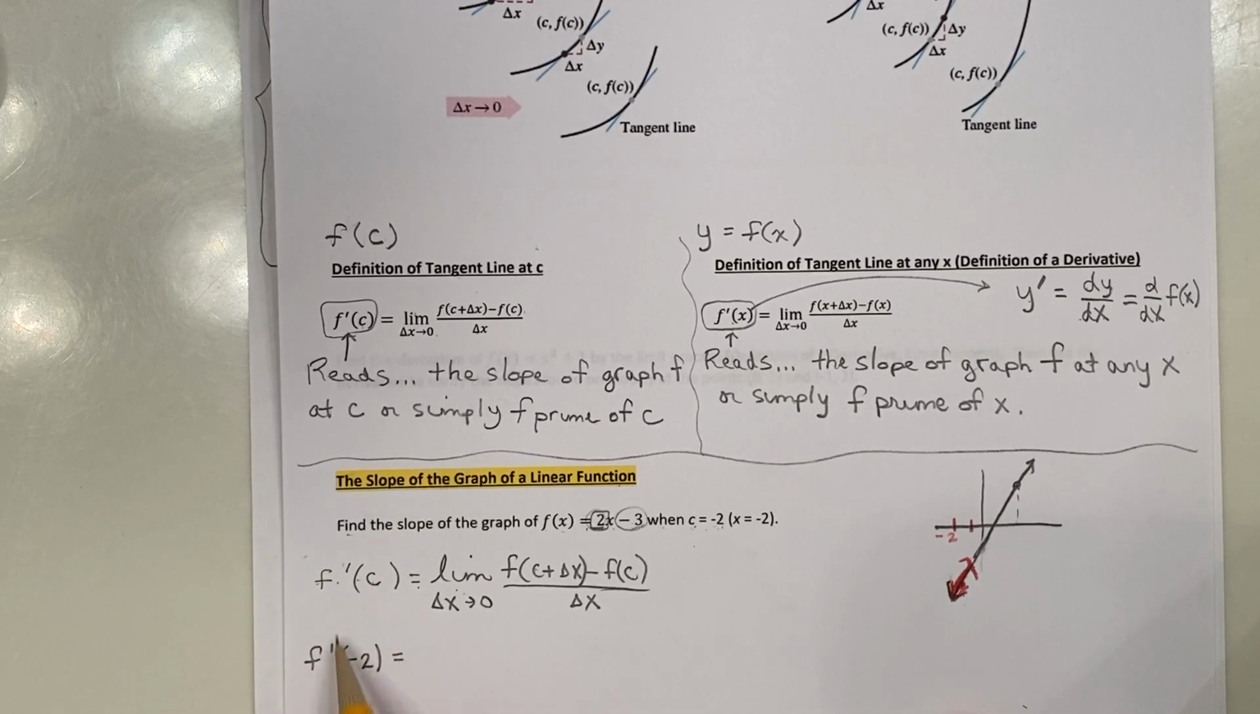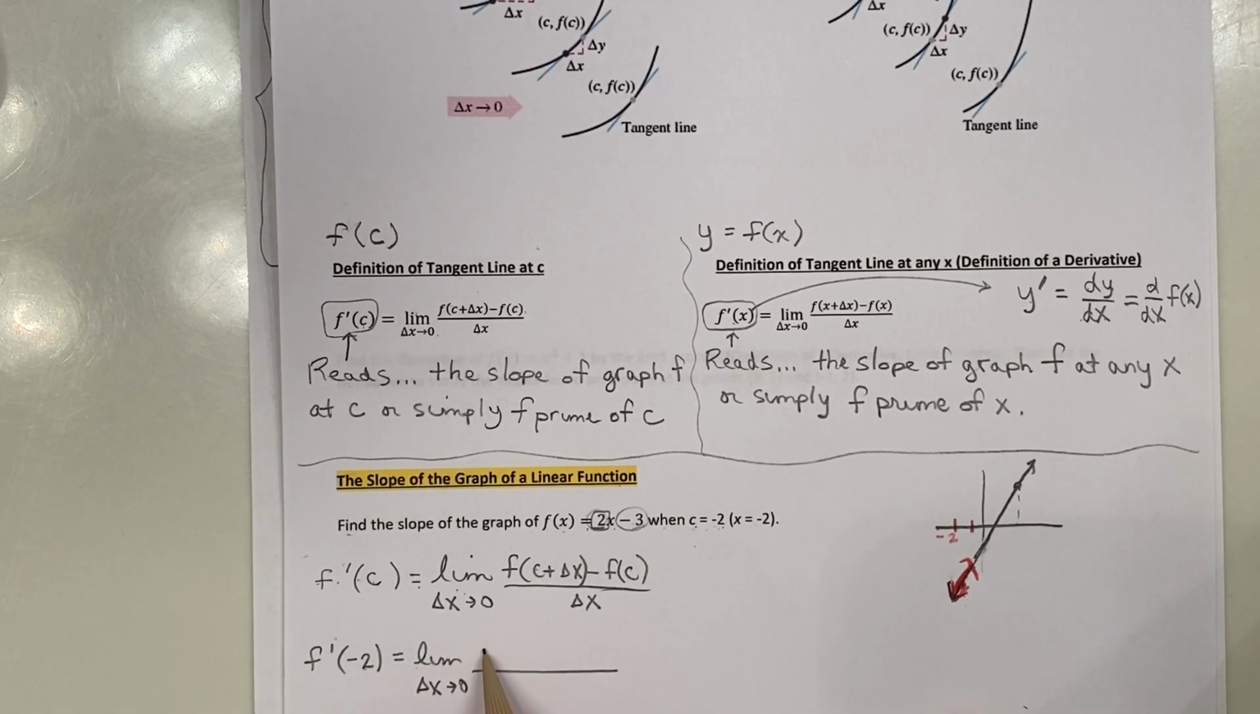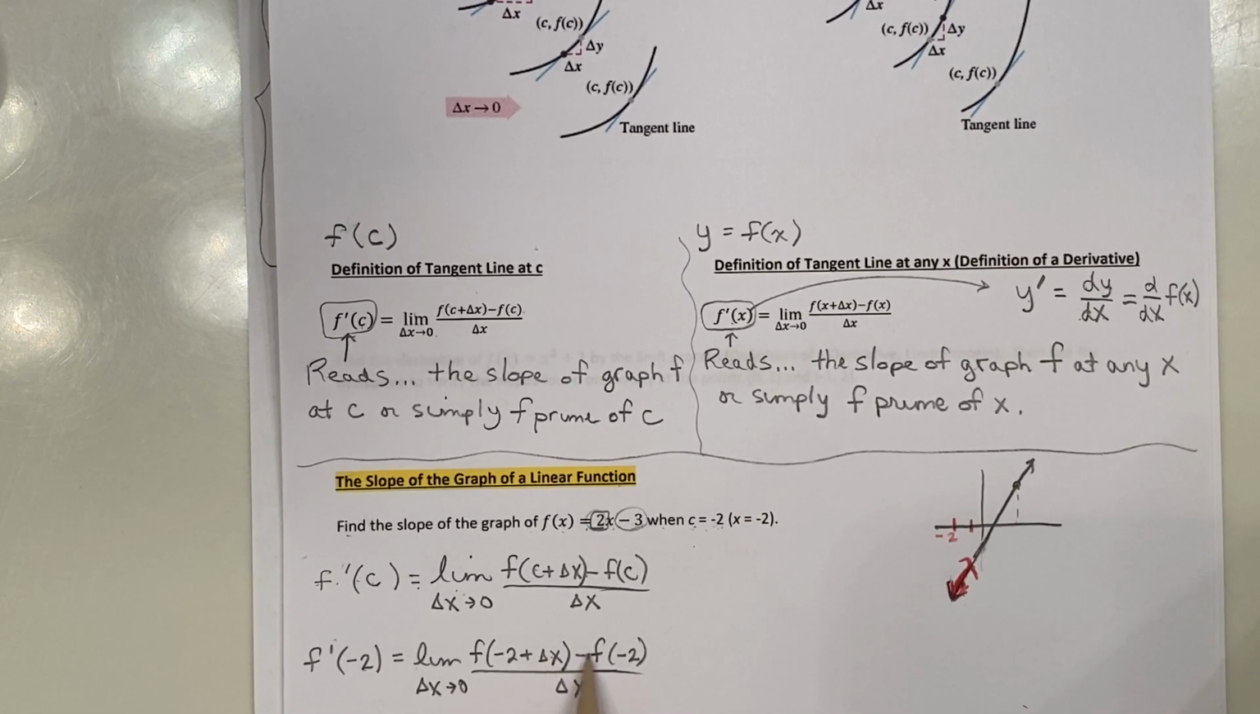The slope of f at x equals -2, or f prime of -2, is equal to the limit as delta x approaches 0. These 2 points are coming closer together. F of -2 plus delta x, close the parenthesis, minus f of -2 all over delta x. Well, if you try to evaluate this limit right now and plugged in 0 for the delta x's, not the x's, but the delta x's, you're going to get indeterminate. So we need to do more work.